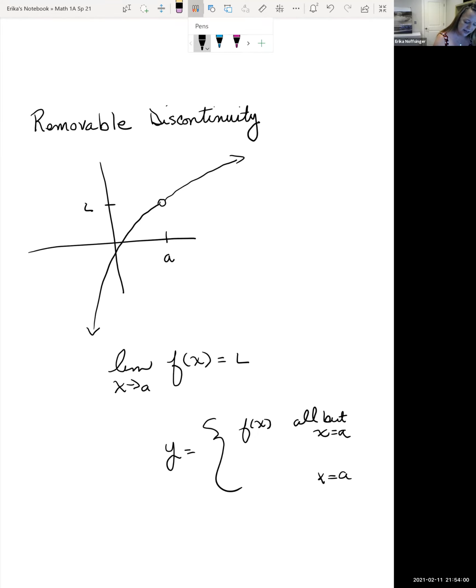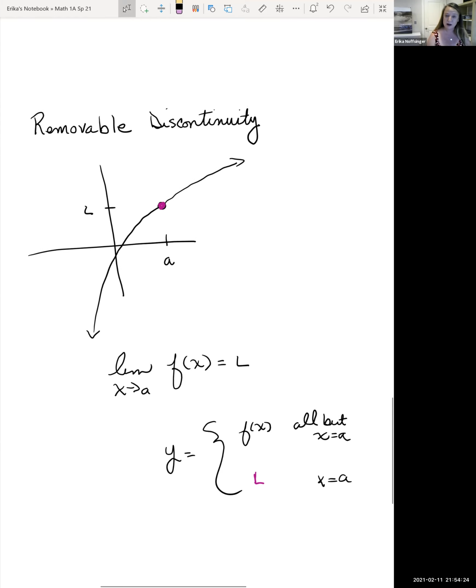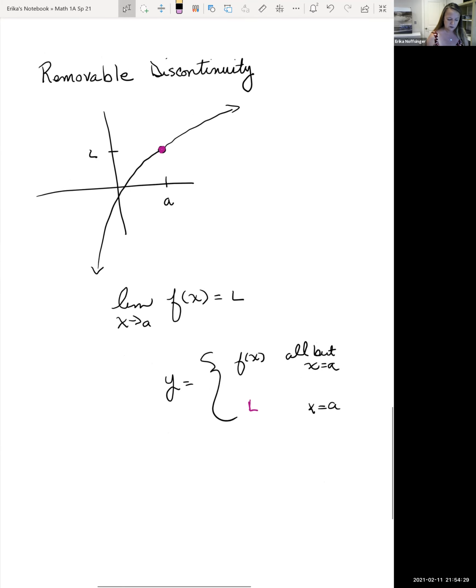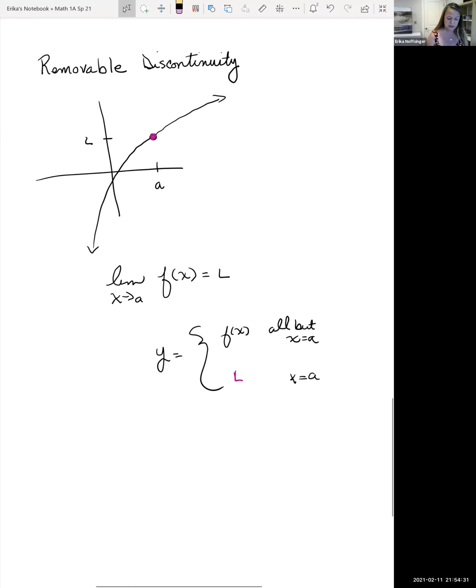So if I say, okay, well, in order for this to be continuous here, I could just fill in this point. And so we can say when x equals a, our y value is L. And if we do that, now we've made it so it's continuous everywhere. We removed that discontinuity. This is the only type that we would have a removable discontinuity. If there had been some jump in the graph, we cannot do that. Or an asymptote, we couldn't remove it.